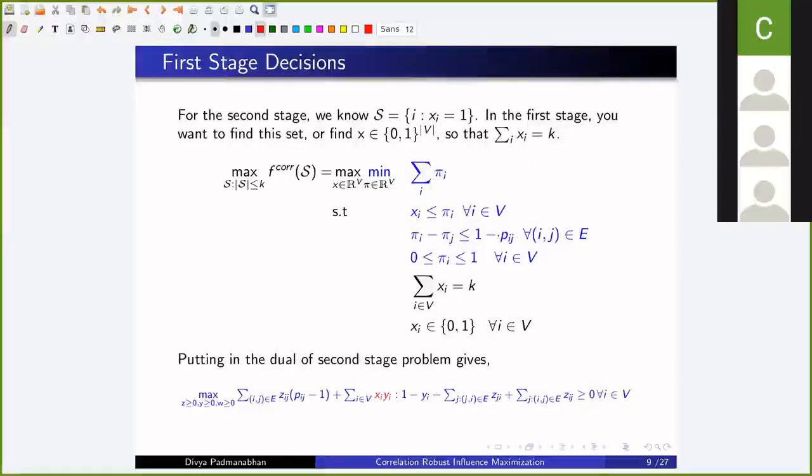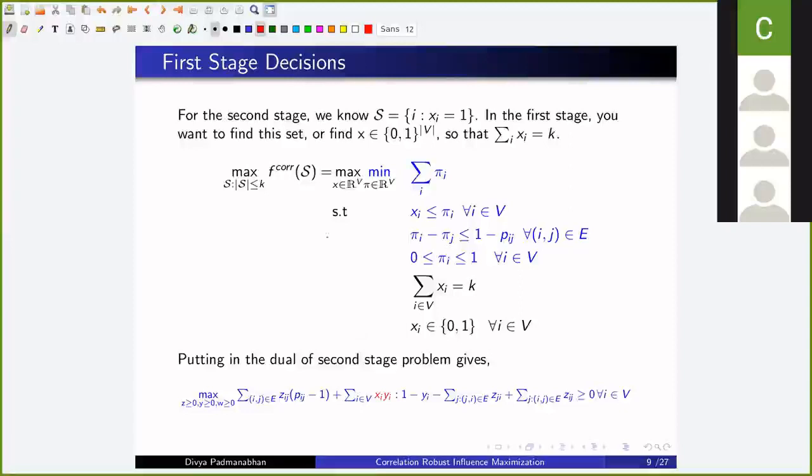Yeah, so that's about the second stage problem. Now, what we want ultimately is the seed set. So what we saw so far is, given a seed set, what is the worst reachability? What's the worst expected reachability? Now, can we find the best seed set? That's the original problem we started with.